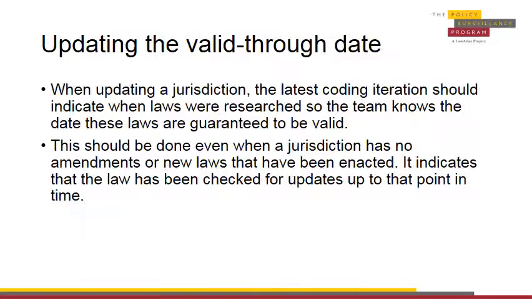When coding for an update, the valid through date for all jurisdictions should be updated to indicate when the update was performed. This date indicates until when the dataset is valid. For example, if a project was last checked for updates from January 1st, 2016 to January 30th, 2016, the valid through date should be updated to January 1st, 2016 to indicate that the collected laws are valid up until that date. The valid through date should be listed in the project's research protocol.